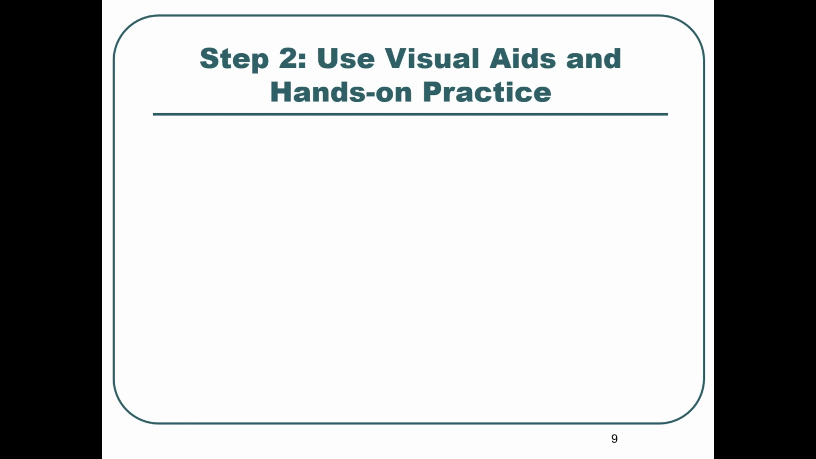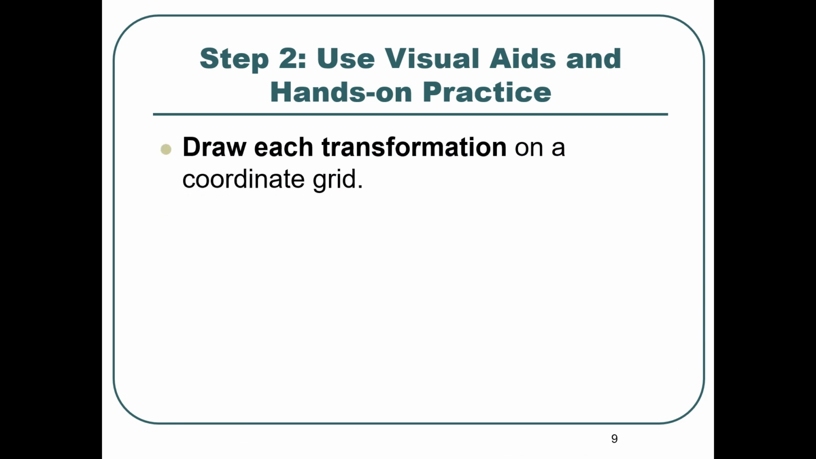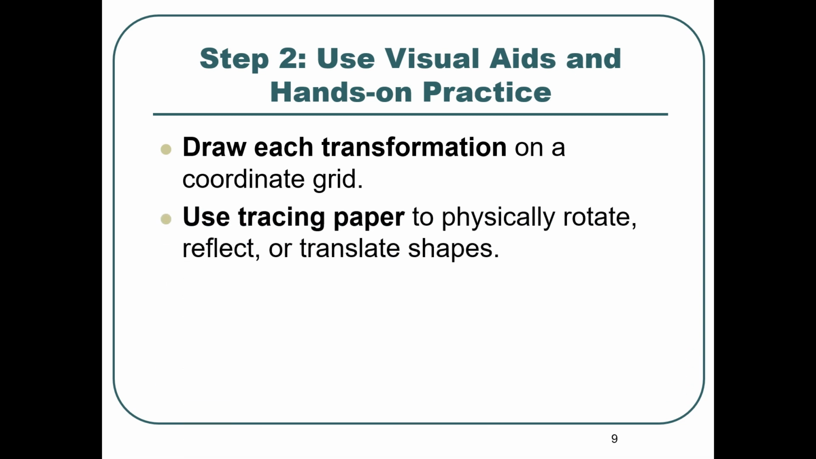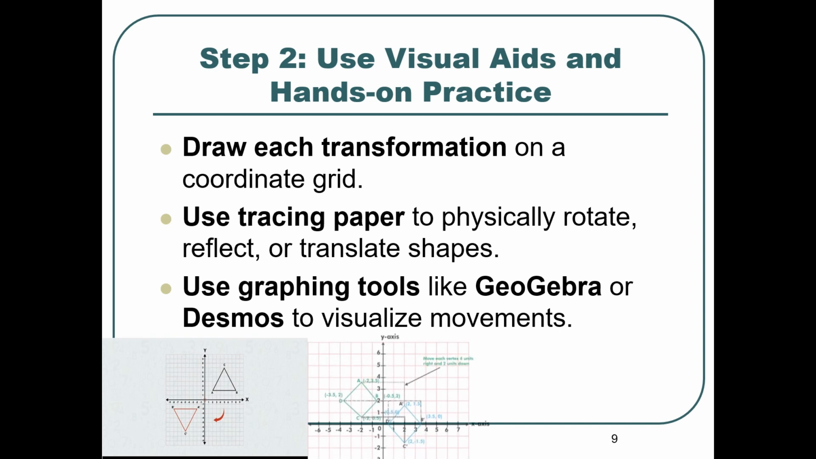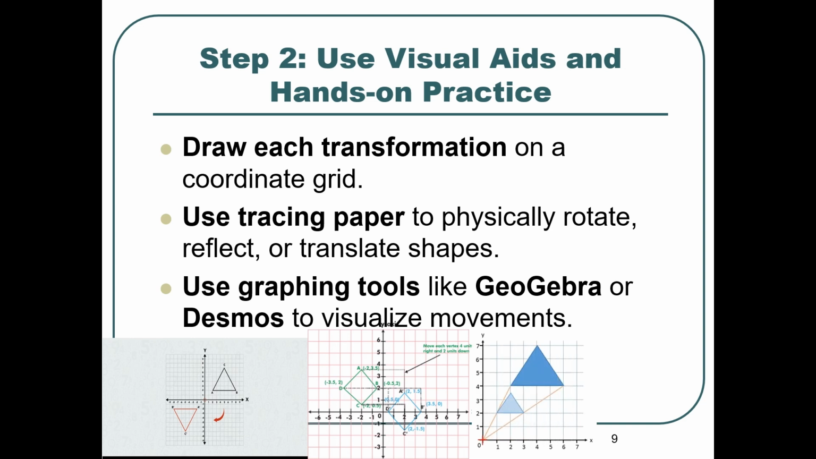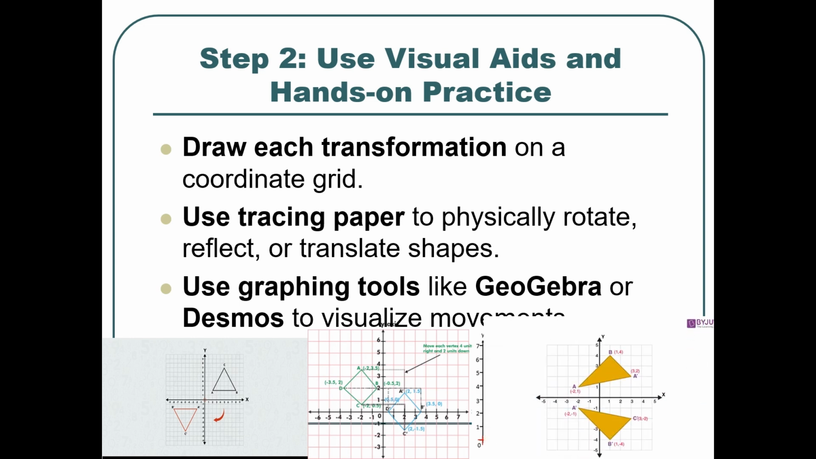Alright, step 2, use visual aids and hands-on practice. Draw each transformation on a coordinate grid. Use tracing paper to physically rotate, reflect, or translate a shape, or enlarge. Use graphing tools like GeoGebra and Desmos to visualize the movements. When you watch my previous video on how to plot a point and how to draw your Cartesian plane, you will know how to do all this.